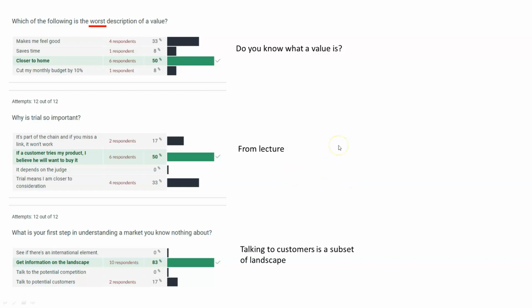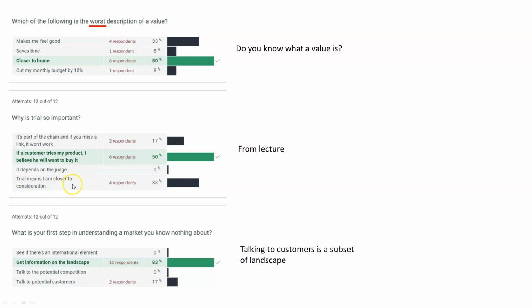The reason why trial is so important is because if the customer tries my product, I believe he'll buy it. Now, some of these are true, but they're not the right answer. Like, it's part of a chain, and if you miss a link, it won't work. That's true. It depends on the judge. Well, nobody picked that answer, so that's good. That's the thing on multiple choice exams. Normally there's one answer that's totally wrong, so now all of a sudden you get a 33%.